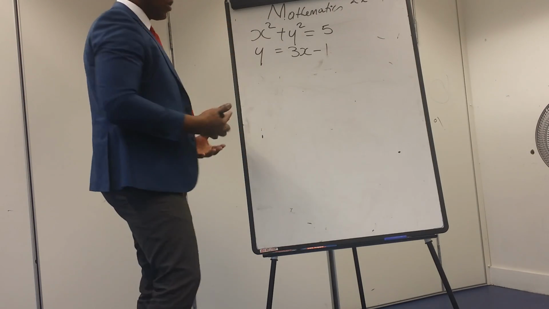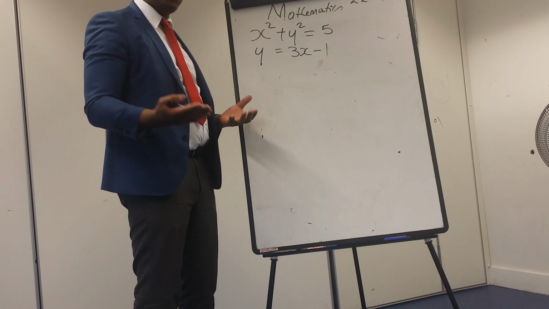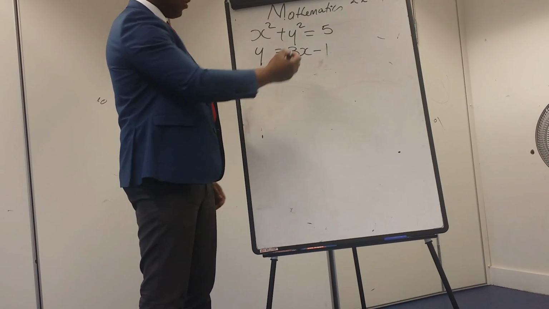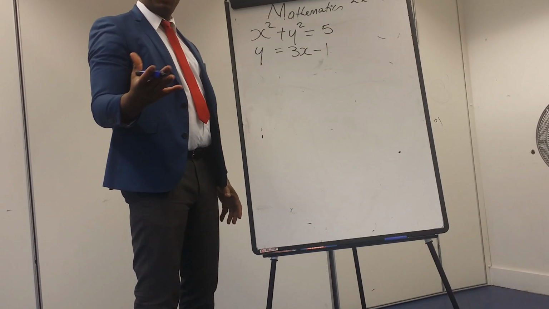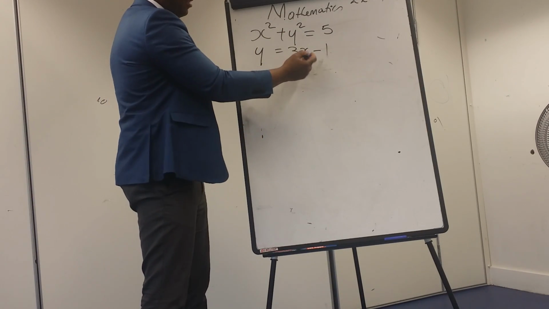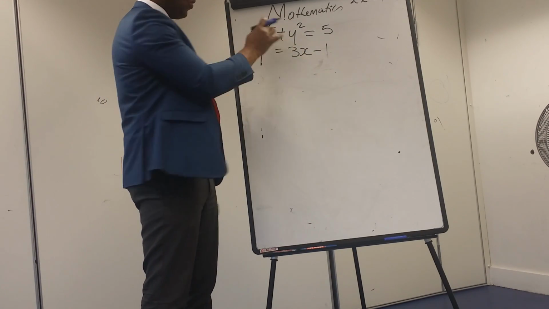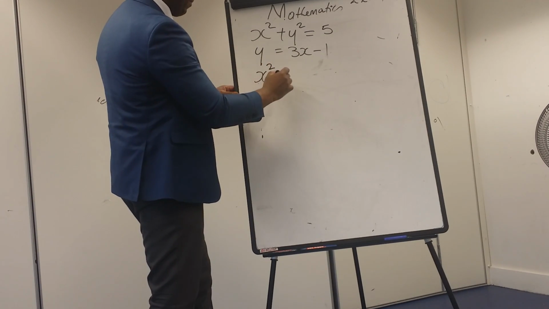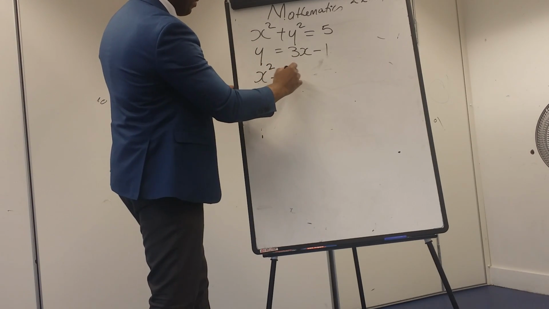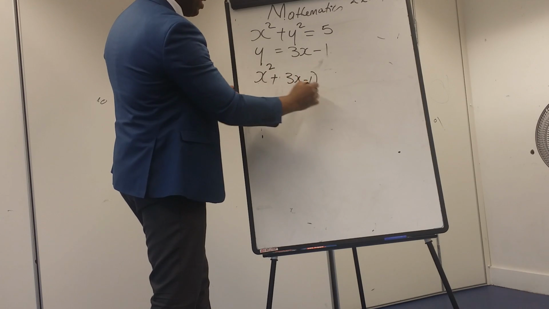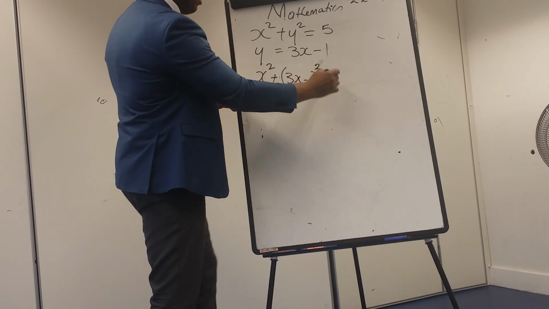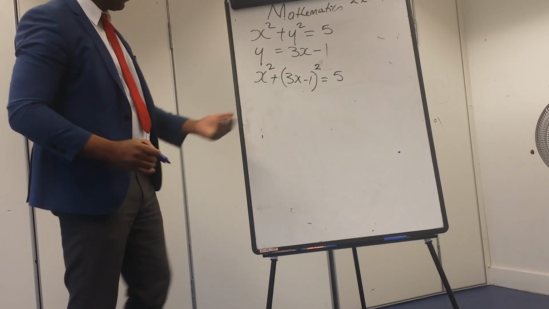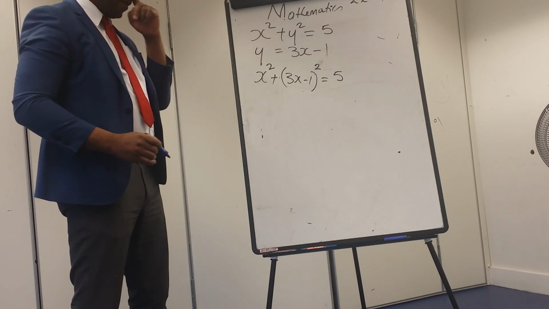Okay, so this time we are going to use the method of substitution because y is equal to 3x minus 1. Where we have y in this equation, we can substitute this value such that we will have only one unknown in our equation. Okay, so we're going to have x squared plus (3x minus 1), but we need to square this, and then that is equal to 5. So we have got rid of the y from the equation.